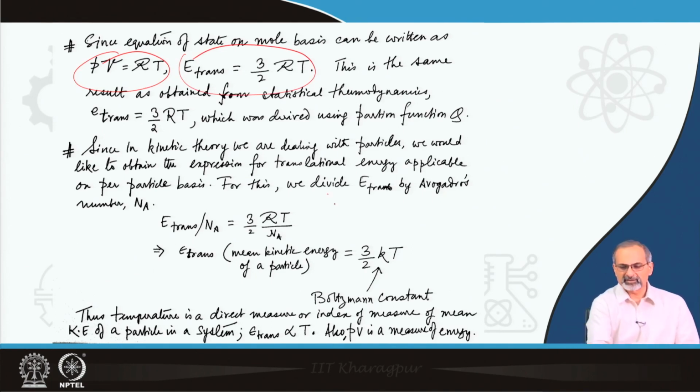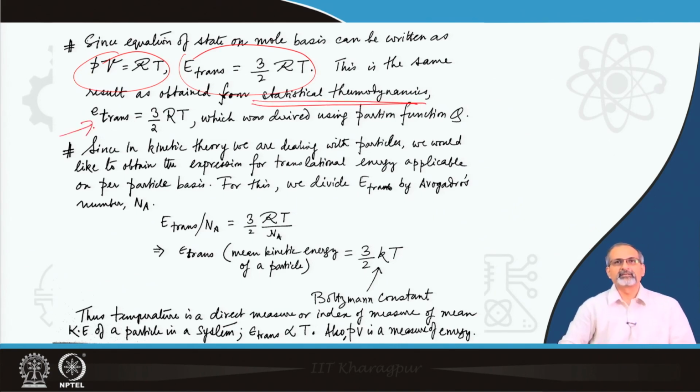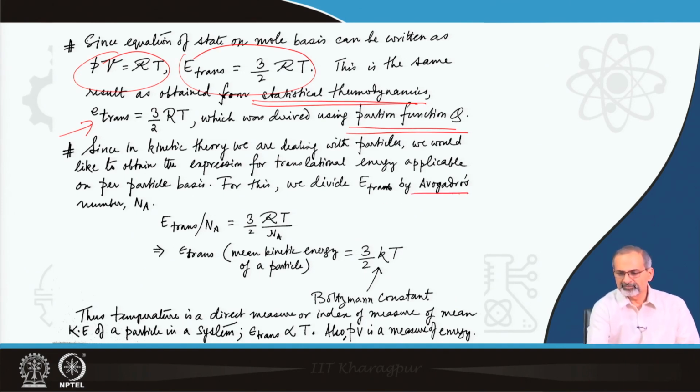This incidentally is the same result as we had obtained earlier in statistical thermodynamics, where we had done it using a partition function approach. Now, since in kinetic theory we are dealing with particles, we would like to obtain the expression for translational energy applicable on a particle basis, and therefore, we introduce Avogadro's number N_A, from which the mean kinetic energy of a particle can be obtained by introducing the Boltzmann constant k. Later on, you will see that the thermal conductivity also has to be brought into our discussion, where we would have to figure out an alternative nomenclature system.